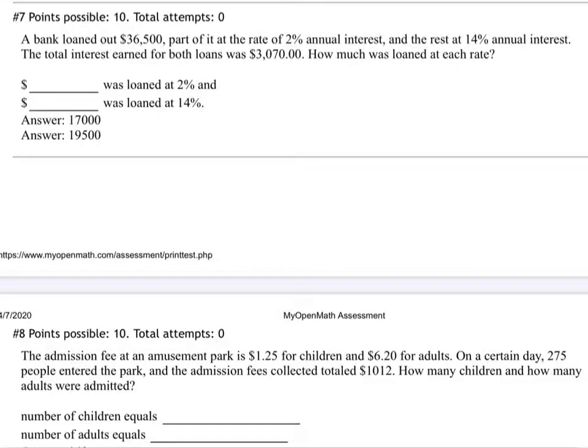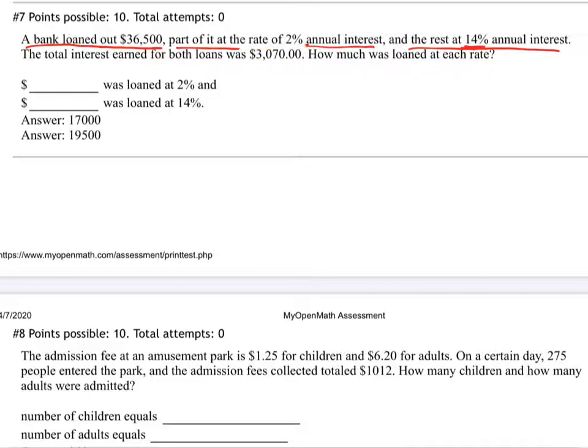This problem says, it's a word problem, a bank loaned out $36,500. Part of it at the rate 2% annual interest, and the rest at 14% annual interest. So it's a loan. They're loaning $36,500, and part of it you have to pay 2%, and the rest of it you have to pay 14% interest.